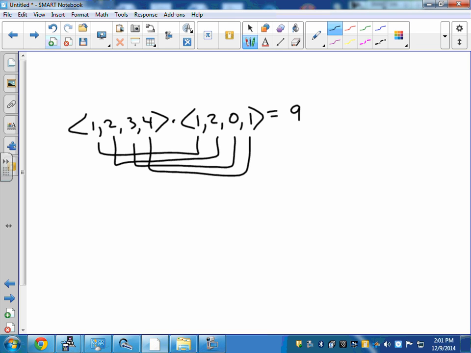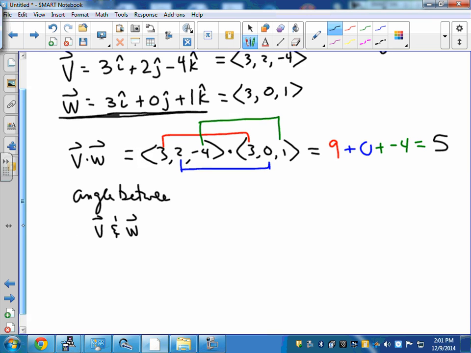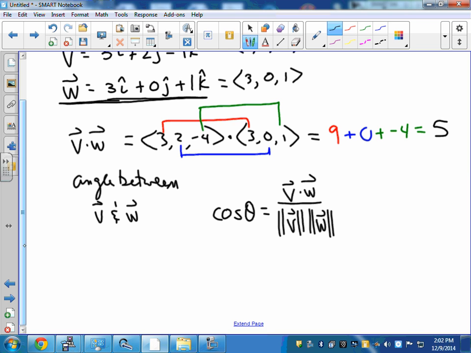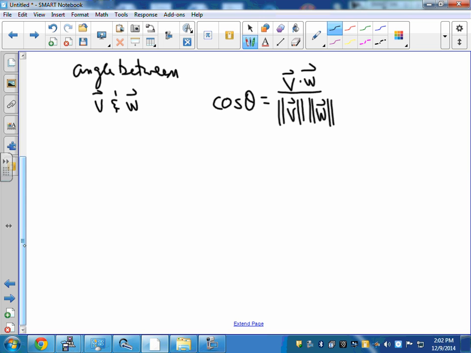Okay, now, let's go back to this problem. We found the dot product. It happens to be 5. Angle between them. So the angle between the two vectors is, again, the exact same formula. The cosine of the angle is given as v dot w divided by the magnitude of v and the magnitude of w. So I guess if you wanted another formula, theta is going to be the cosine inverse of that. But I suppose you could do that on your calculator.